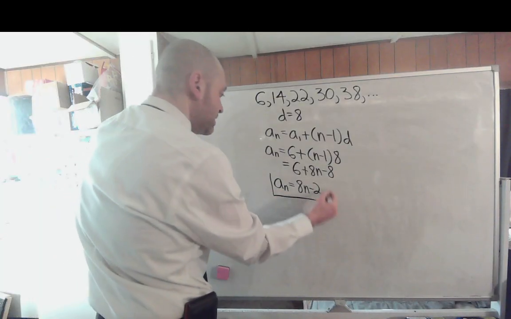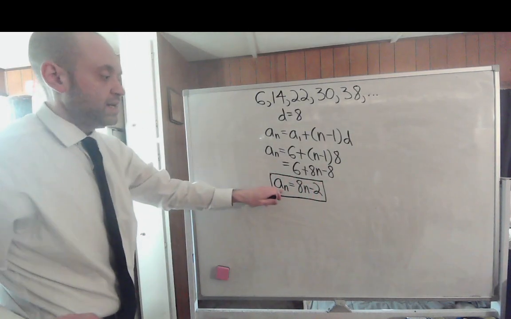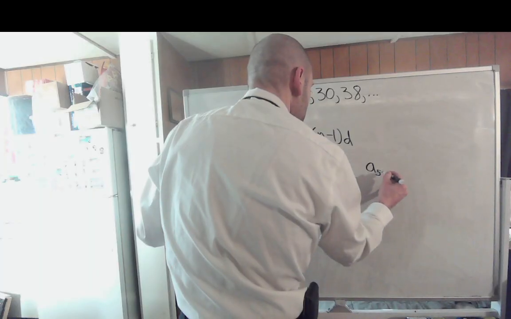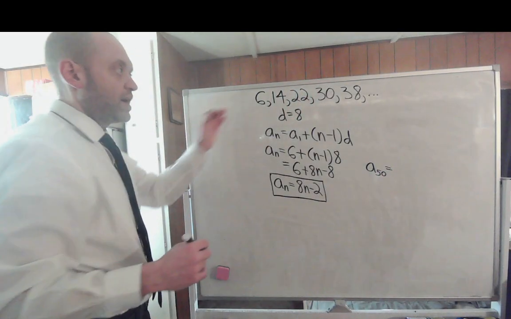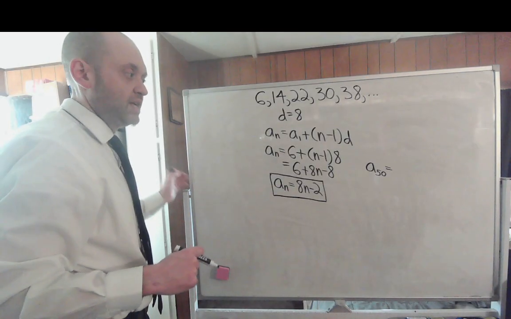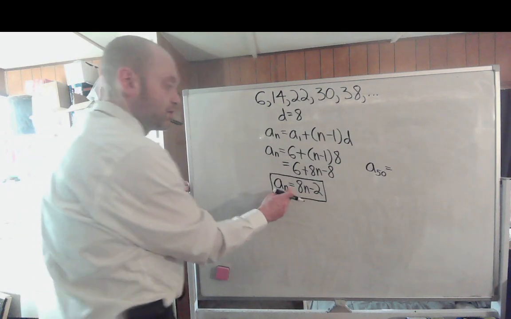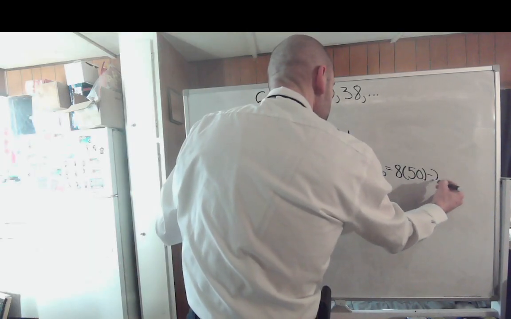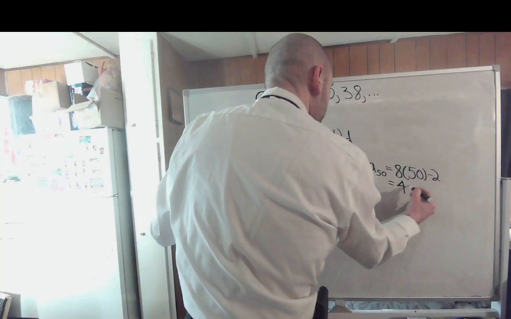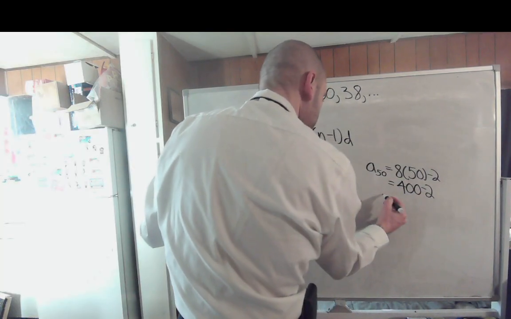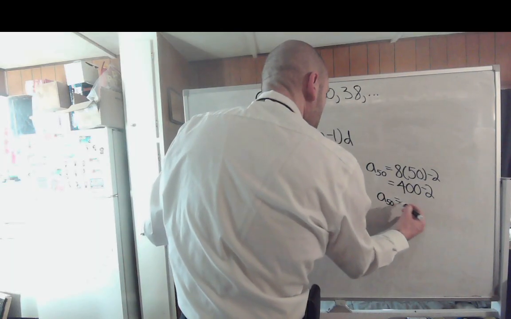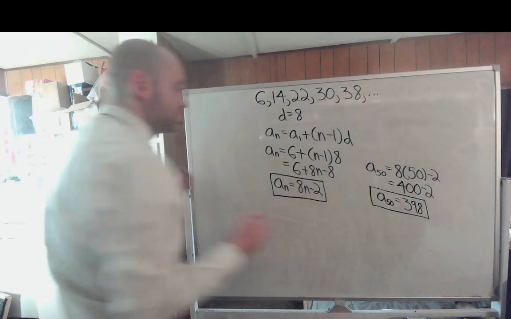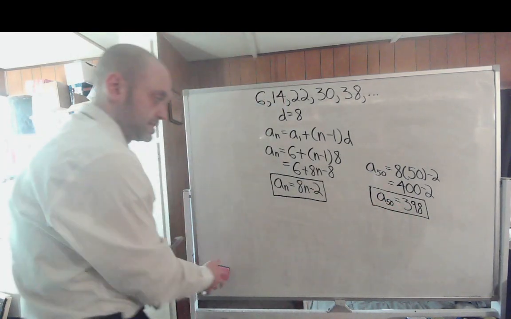So that is the formula for the nth term of the sequence. a sub n equals 8n minus 2. Let's find the 50th term this time. Again, you sure don't want to sit here and write out 50 terms, do you? That's going to take you all day. So let's put that into our formula. That would be 8 times 50 minus 2, which would give you 400 minus 2, meaning your 50th term would be 398. So the 50th term of this particular sequence would be 398.